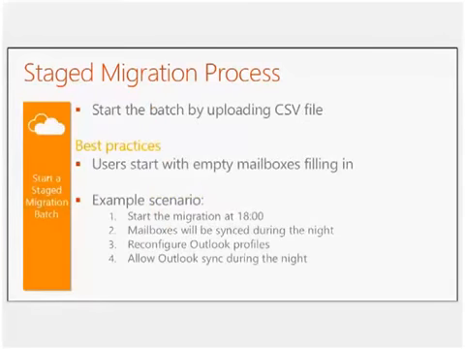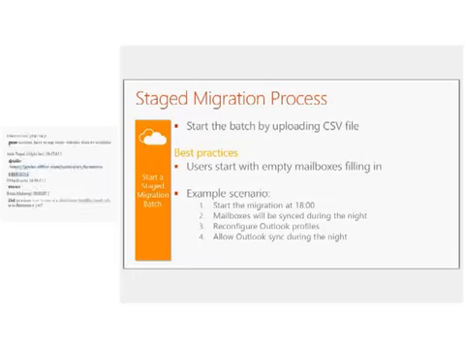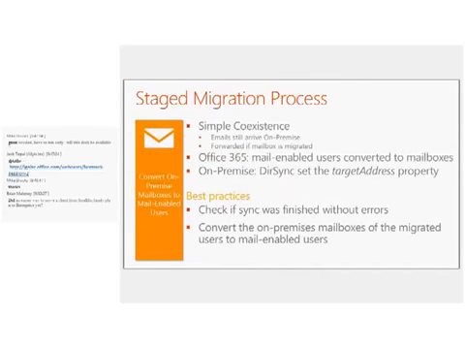Start the batch by uploading the CSV file. Users start with empty mailboxes and they start to fill in. The example scenario here is saying, hey, started at this time. They'll be synced during the night, reconfigure the Outlook profiles, and allow sync during the night. And again, that will be something that they'll need to re-download their OST file. Simple coexistence. Emails still arrive on premises. Like I mentioned, there is no MX record switch yet, and it's forwarded if the mailbox is migrated.